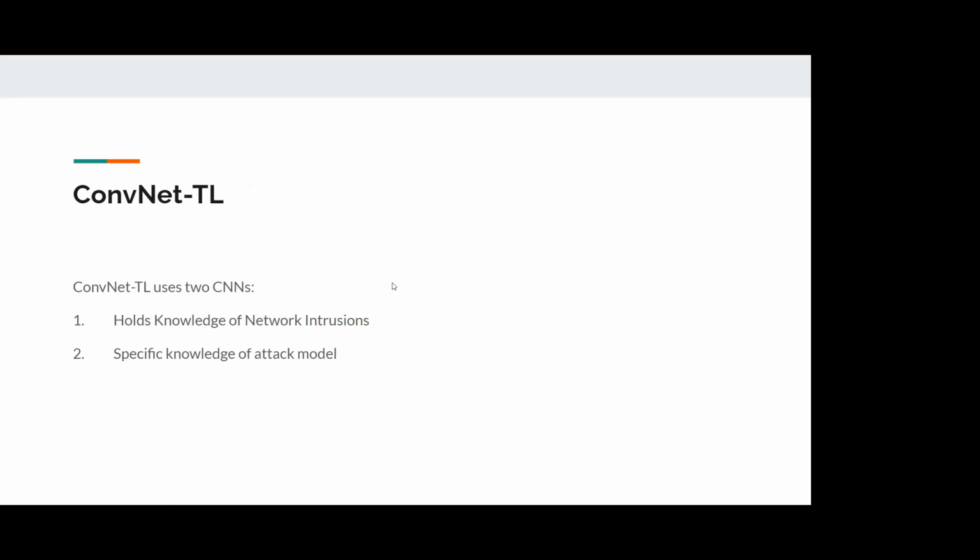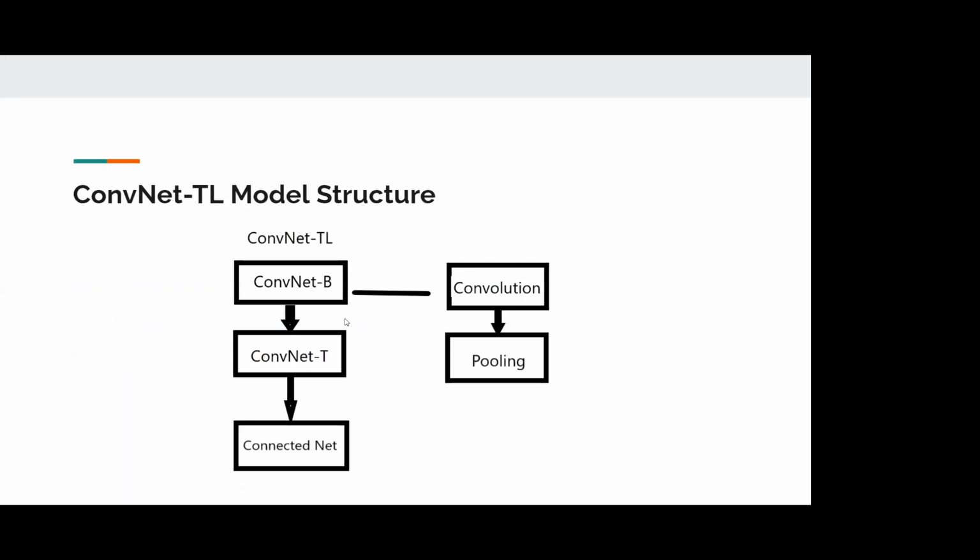So the ConvNet TL is a system developed that uses two separate CNNs. It uses two concatenated CNNs where one holds basic knowledge of network intrusion attacks and the other has knowledge specific to a targeted attack model. This CNN model was trained using basic network intrusion knowledge, and the model was trained using two learning stages. Here's a model setup for the ConvNet TL model structure.